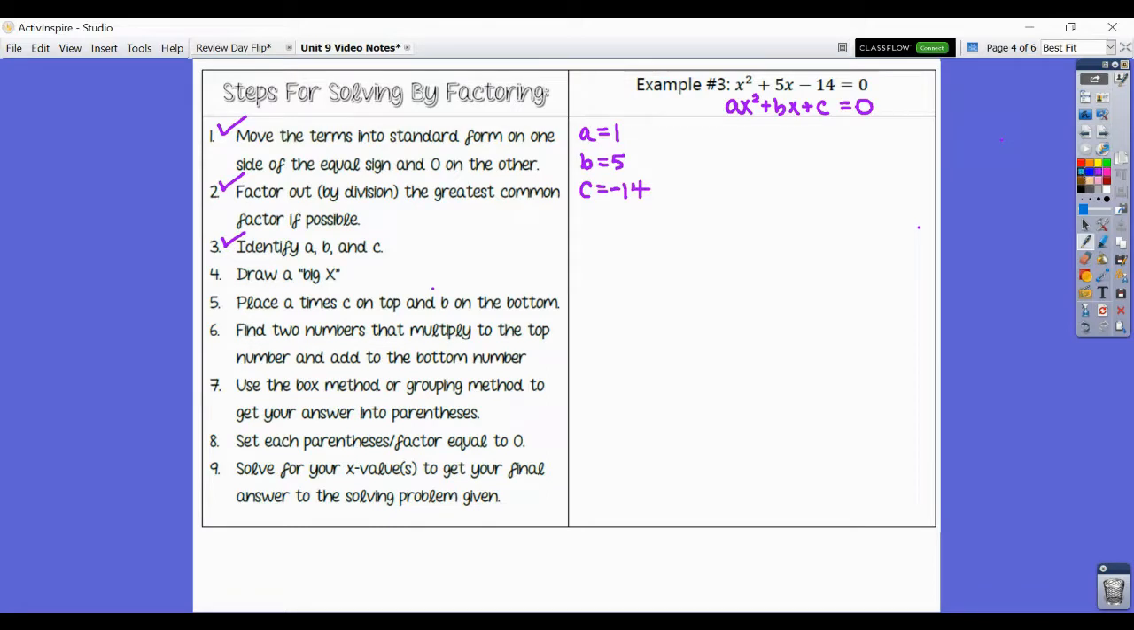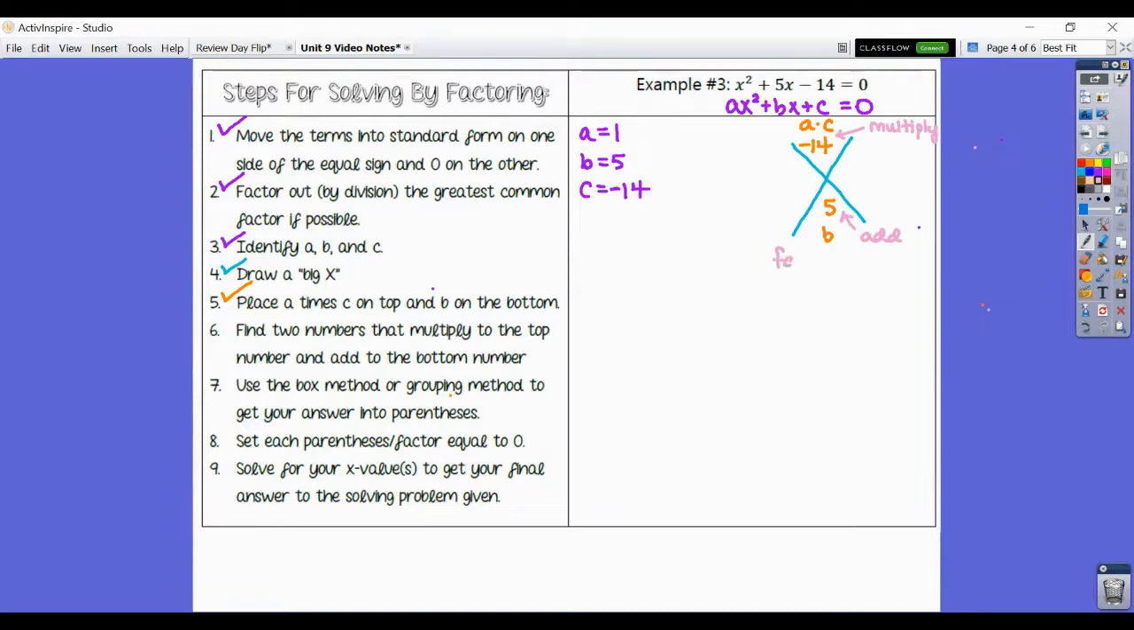Next step is drawing our big X. So I'll keep doing each step as we go. Place A times C up top of your big X is step number 5, which would be negative 14. And remember, B stands for bottom. Now we have to find two numbers that multiply to the top and add to the bottom. So never forget that it's multiplying to the top. That's why we do factors of the top that will add to 5.